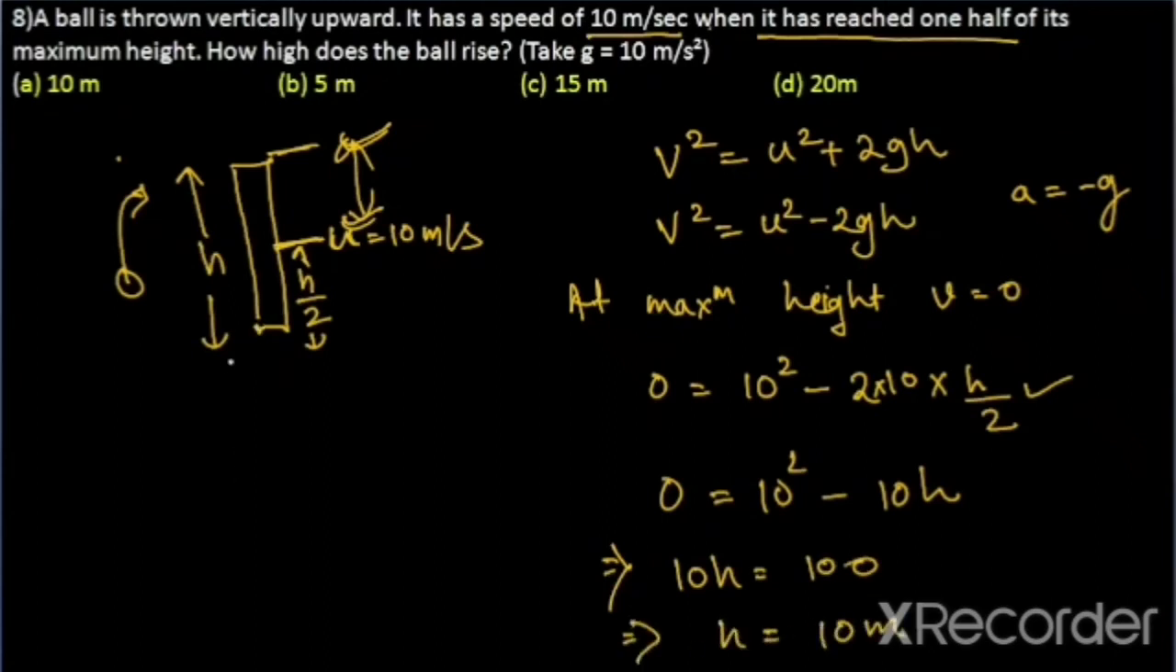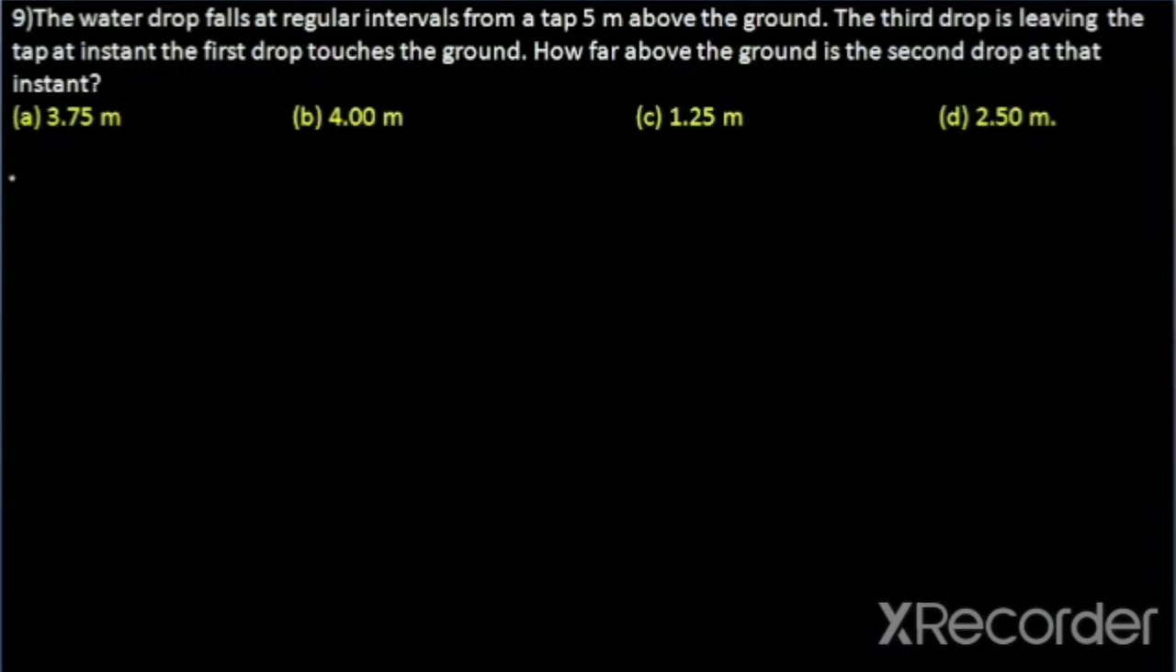So total height h is equal to 10 meter. How high does the ball rise? The ball rises up to 10 meter. That is option number A is correct. Next question is question number 9.